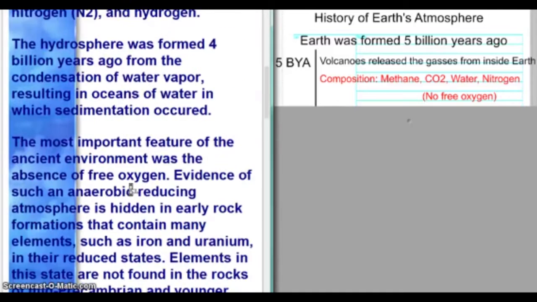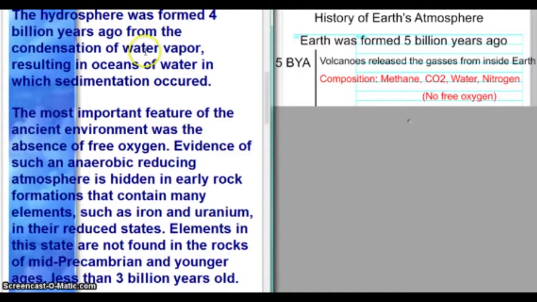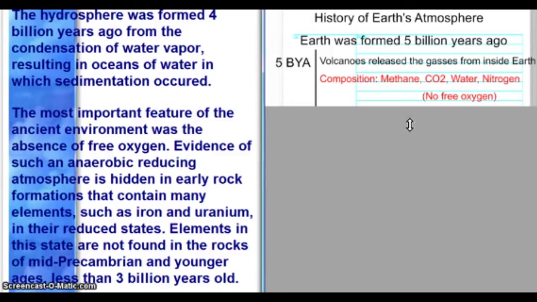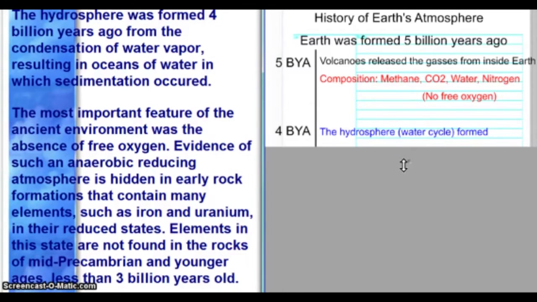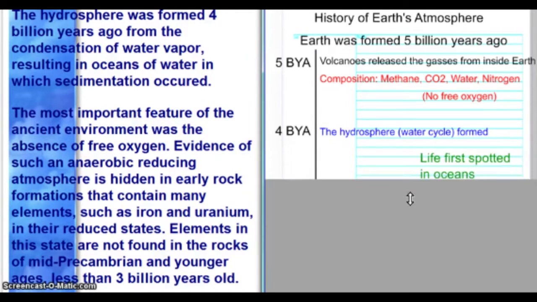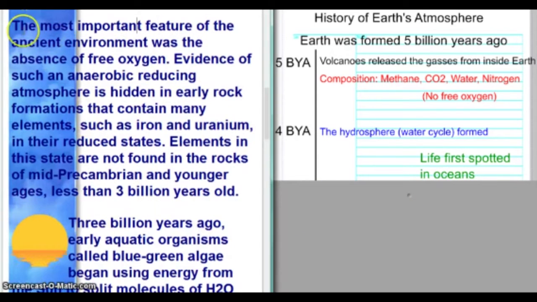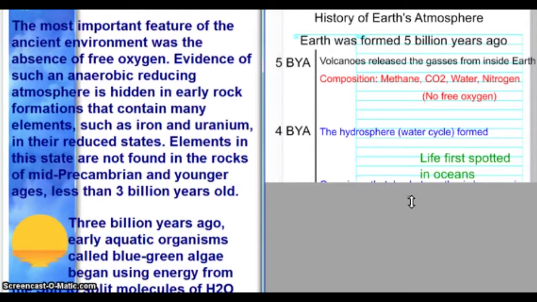There's nobody breathing anything. Oxygen is all locked up in CO2, stuff like that mostly. Moving on. The hydrosphere was formed 4 billion years ago from the condensation of water vapor, resulting in oceans of water in which sedimentation occurred. What is that implying, sedimentation? What kind of rocks are we going to see there? Sedimentary rocks, yeah. So 4 billion years ago, the hydrosphere, or the water cycle, started forming. Basically, the Earth had cooled off for water. Life was first spotted in the oceans.